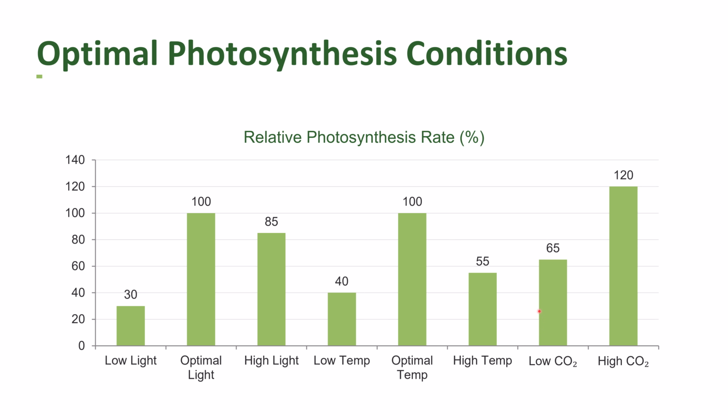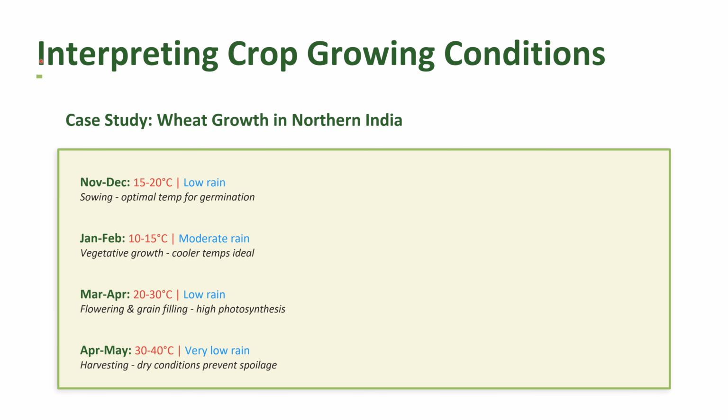These charts prove that if a farmer manages the land, soil, and the climate and weather perfectly, they can control the rate of photosynthesis to produce the most food possible. Now let's look at a real-world example of how farmers use their knowledge of climate to grow a specific crop. We are looking at a case study: wheat grown in northern India.